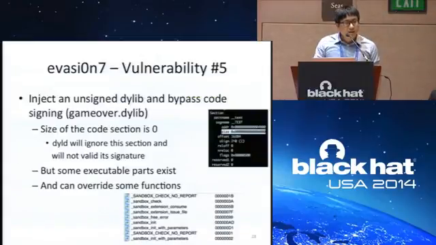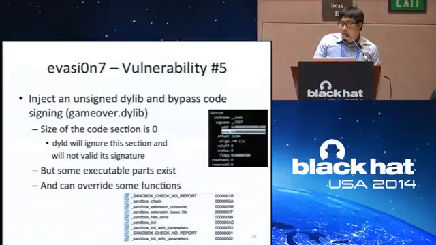To bypass the codesign check, Evasion 7 directly exploited a bug in the dynamic loader called DYLD. So on the codesigning check, DYLD looks for the size of the code section. You can see on the right side of the figure, there is a code section with size 0. Then the codesigning check will not be applied. So Evasion 7 forged a dynamic library called gameover.dylib with the 0-size code section. This trick completely bypasses the codesign check.